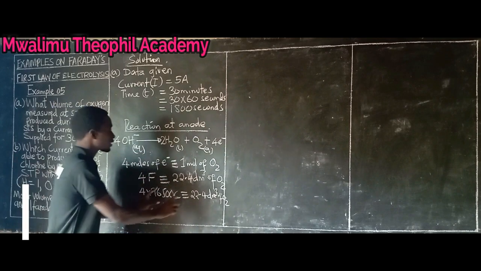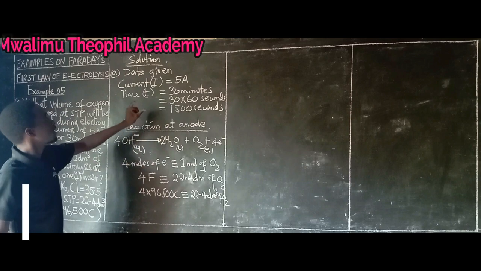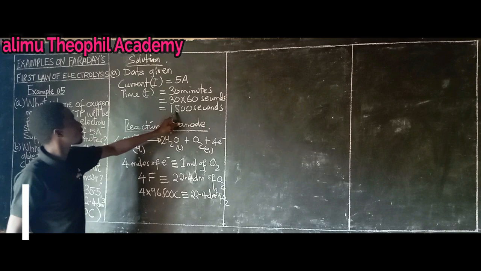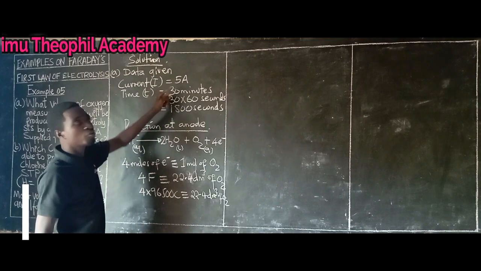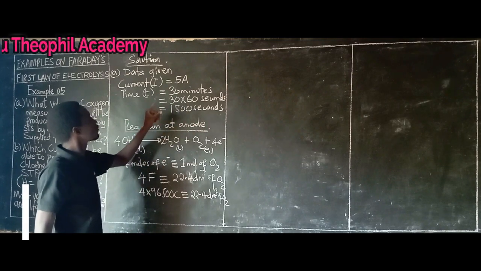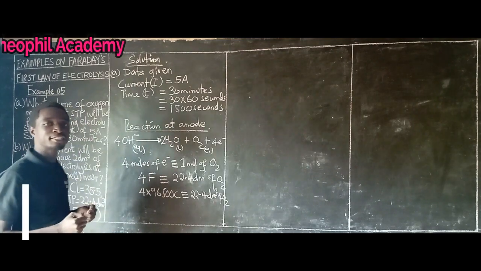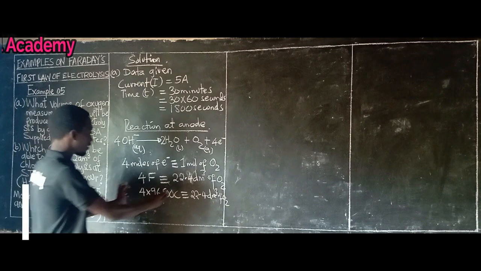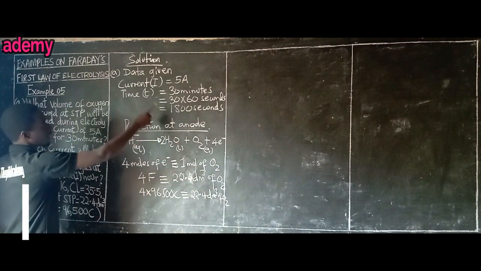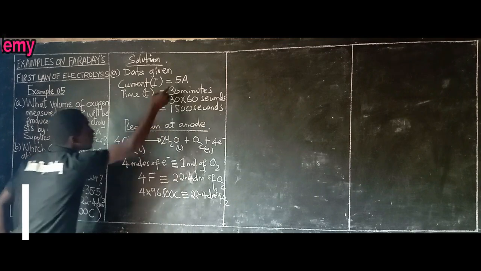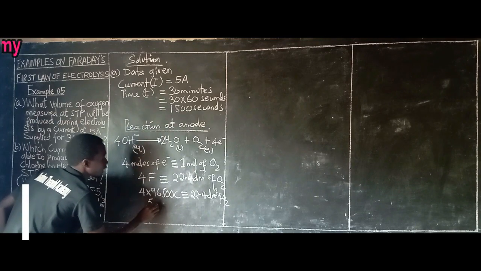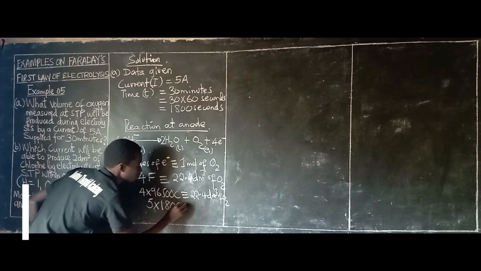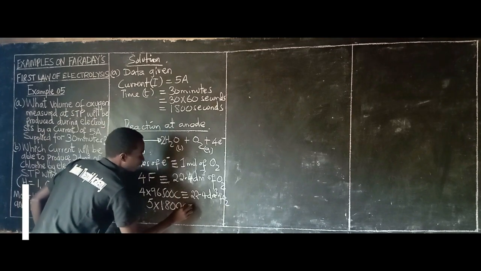Now let's relate these values with the given values from the question. From the question, we have a time of 1,800 seconds and a current of 5 ampere. When we take the product of these two, we get the total charge. So, to get that charge according to the current and time we have, it is current times time. It is 5 times 1,800. These are Coulombs.